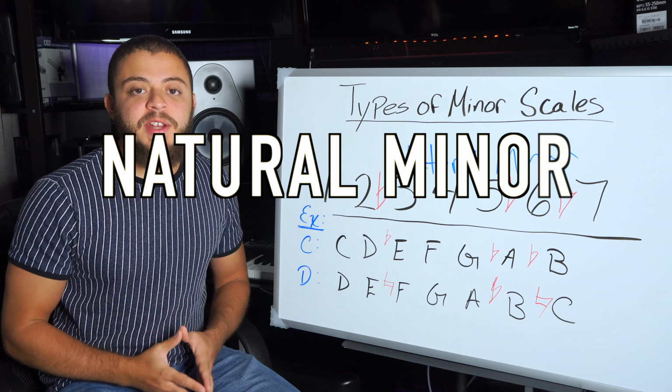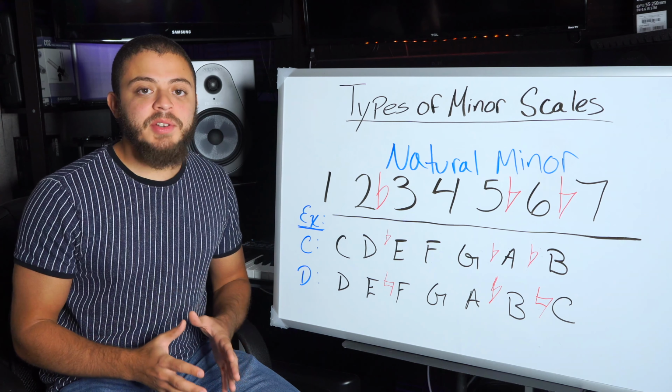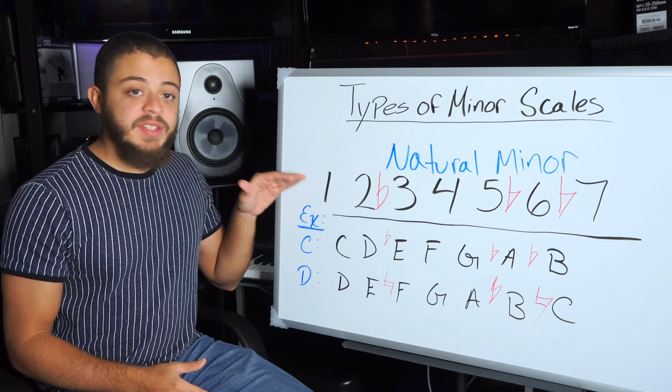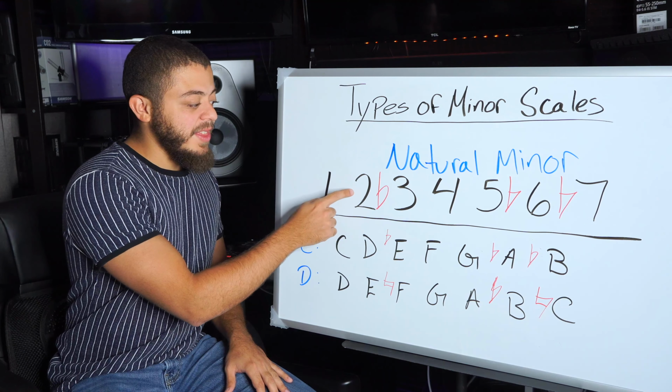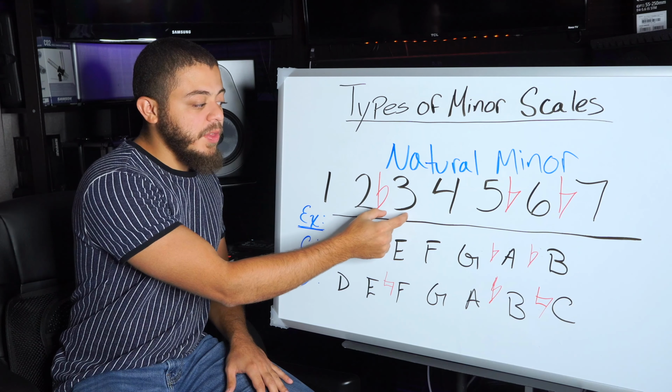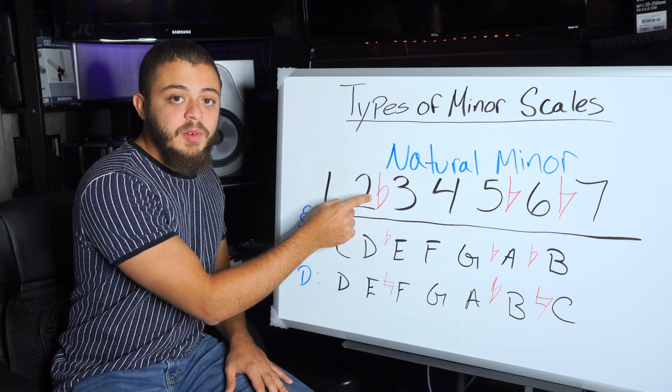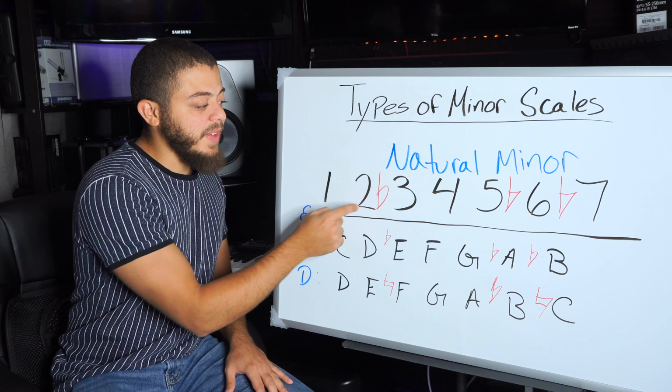So the first type of minor scale we're going to talk about is the natural minor scale. We're going to look at it in the scale degree form. So here we have the first scale degree, the second. Here we have the third scale degree, but now the third note is going to be altered. We're going to put a flat on that.